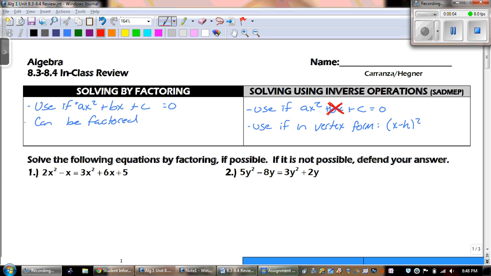Hey guys, this is Mr. Grice for Algebra Unit 8.3, 8.4 review. Today we're going to be reviewing solving by factoring and solving using inverse operations or SADMAP.